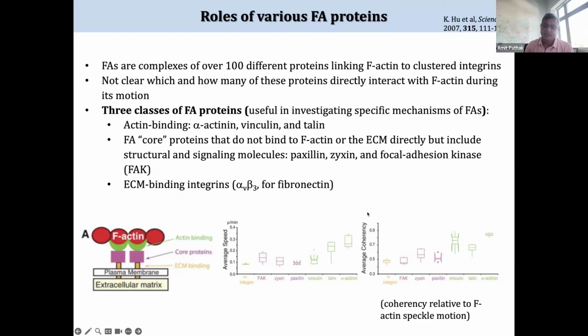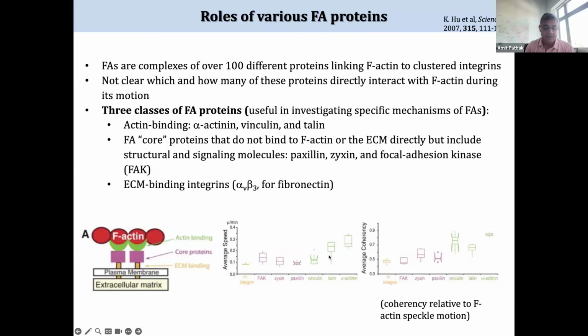This is a very detailed paper. I just took out these two plots, which I thought were interesting and clever. This uses speckle microscopy, where these different proteins are labeled, and these little speckles and their motions are analyzed. So this is both a biologically and physically very interesting measurement. Here on the left is the average speed of these speckles corresponding to these individual proteins: integrin, FAK, zyxin, paxillin, vinculin, talin, alpha-actinin.